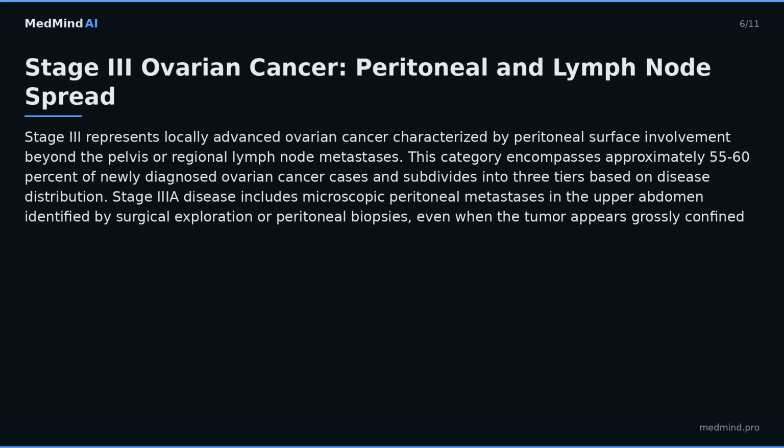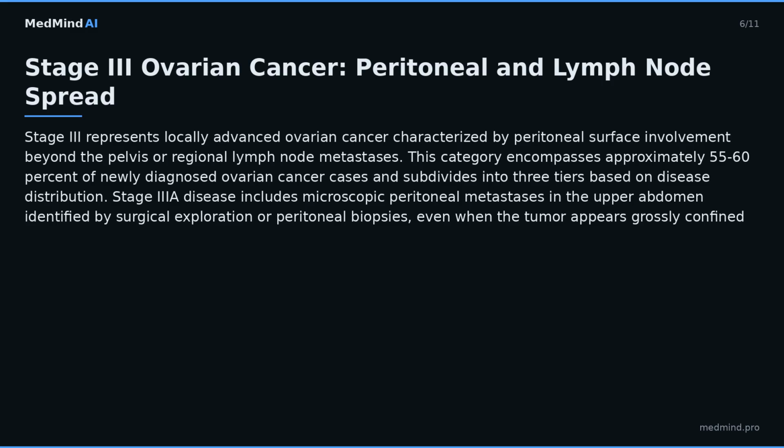Stage 3 ovarian cancer, peritoneal and lymph node spread. Stage 3 represents locally advanced ovarian cancer characterized by peritoneal surface involvement beyond the pelvis or regional lymph node metastases. This category encompasses approximately 55 to 60% of newly diagnosed ovarian cancer cases and subdivides into 3 tiers based on disease distribution. Stage IIA disease includes microscopic peritoneal metastases in the upper abdomen identified by surgical exploration or peritoneal biopsies, even when the tumor appears grossly confined to the pelvis on visual inspection.